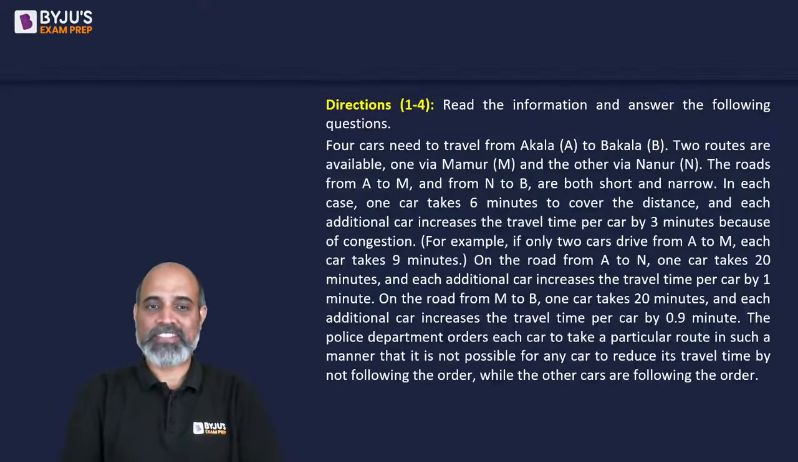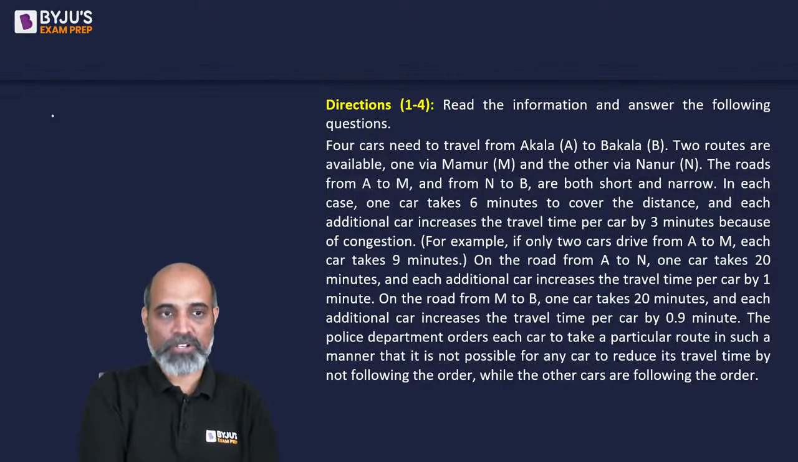So this is the first set. So 4 cars need to travel from A to B. 2 routes are available, one via M and the other via N. The roads from A to M and from N to B are both short and narrow. In each case, one car takes 6 minutes to cover the distance, and each additional car increases the travel time per car by 3 minutes because of congestion. So let's draw the route.